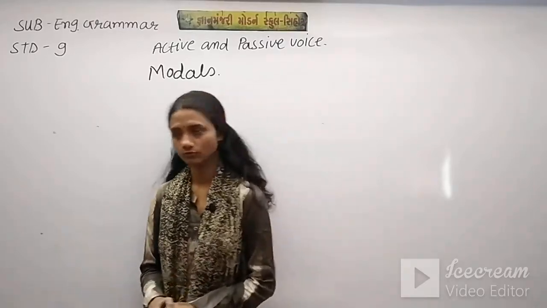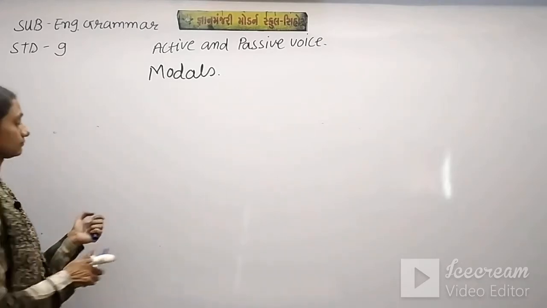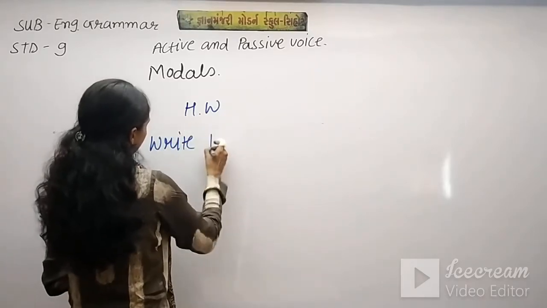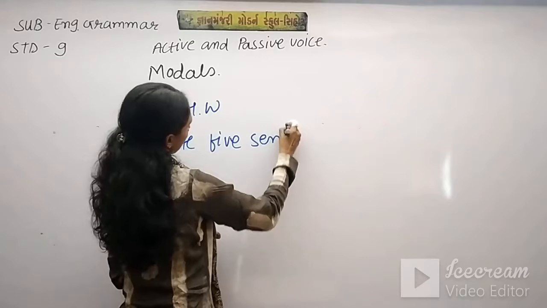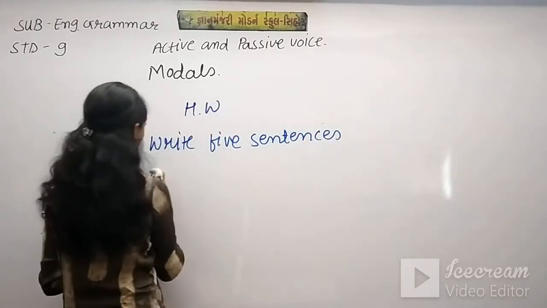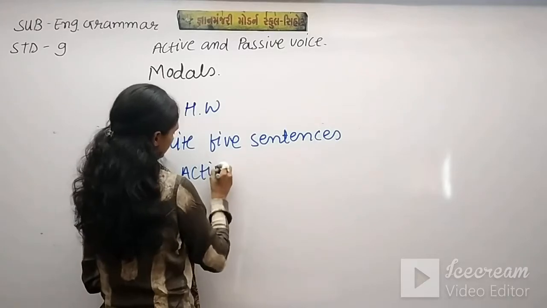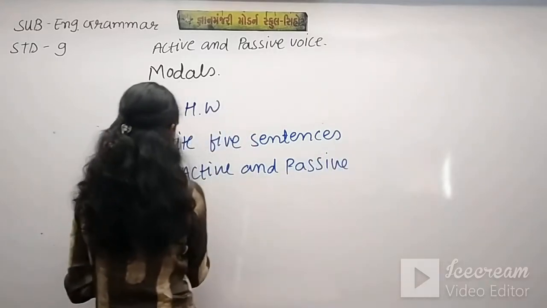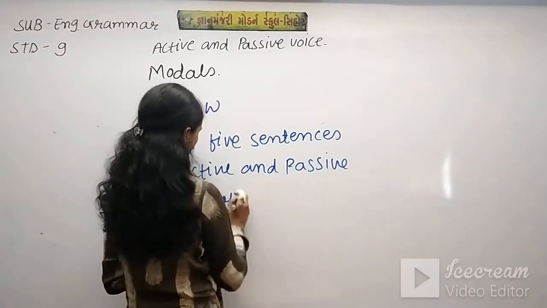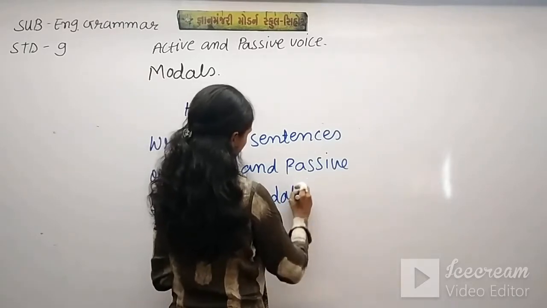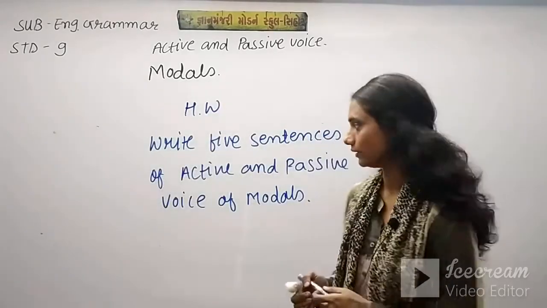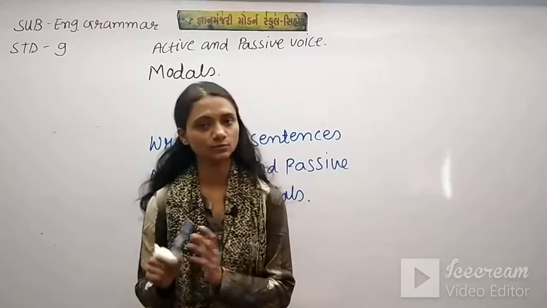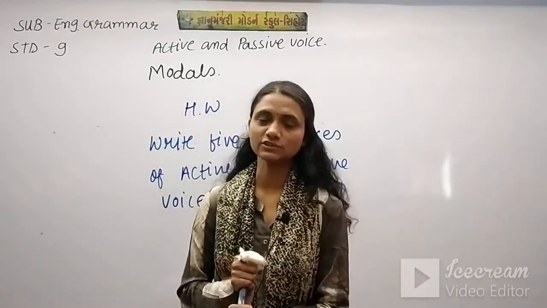Now it's time to give you homework. Nothing more to do in your homework. You have to write 5 sentences of active and passive voice of modals. Means this kind of sentences, and the total 5 sentences you will have to write.